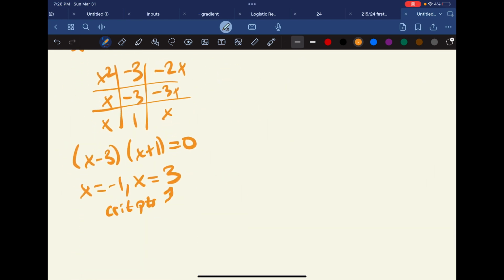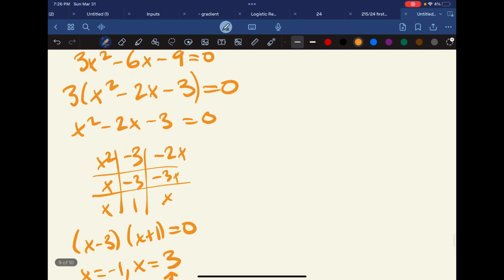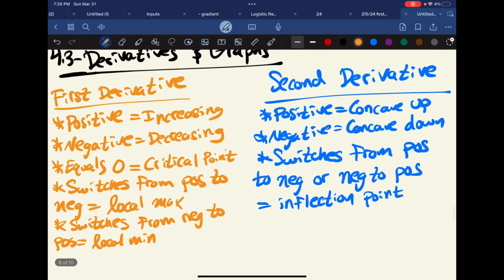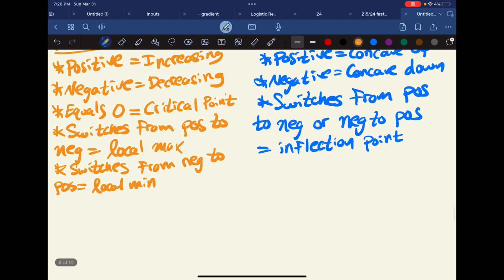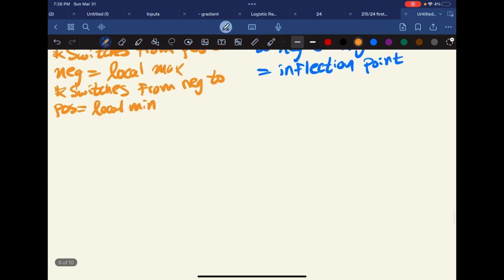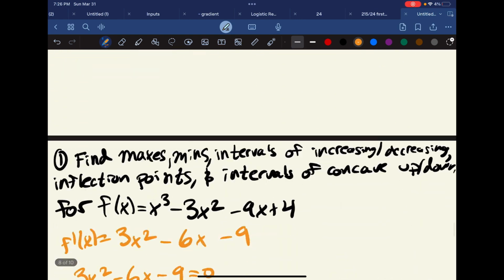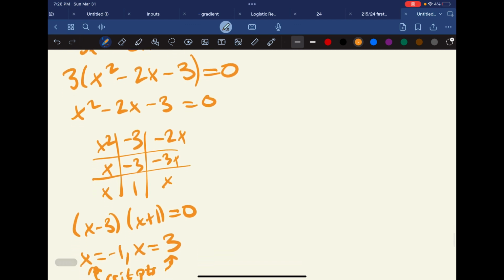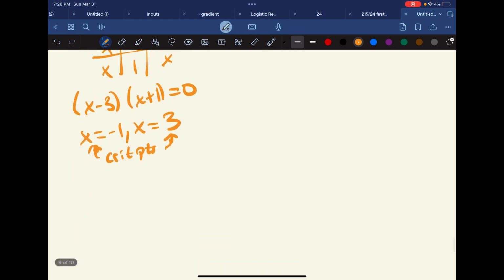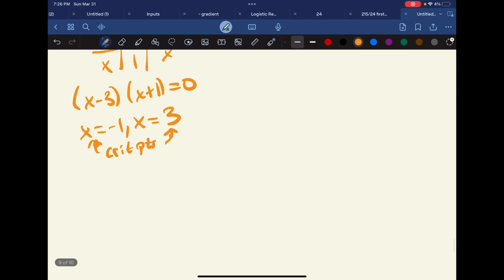And then another thing that up there says is, if we go from increasing to decreasing, right, where our first derivative is positive, we're increasing, and where our first derivative is negative, we're decreasing. So let's make a little sign chart where we've got negative 1 over here and then 3 over here.